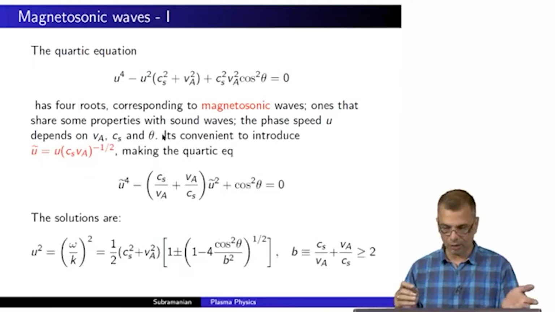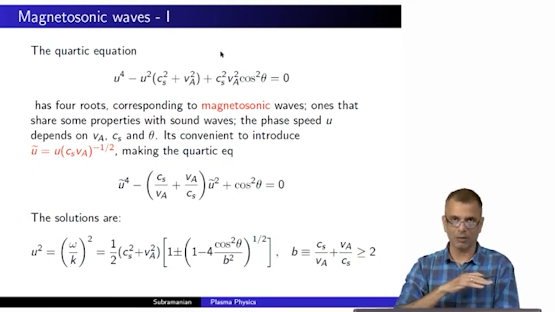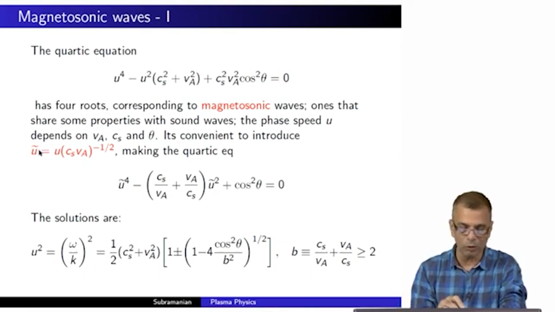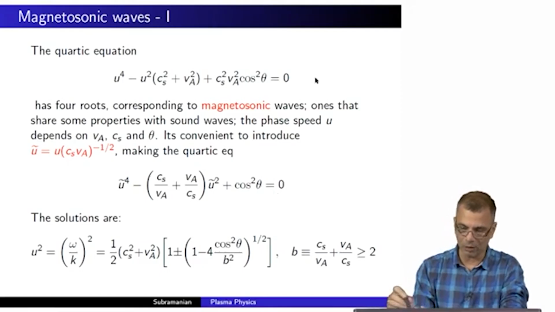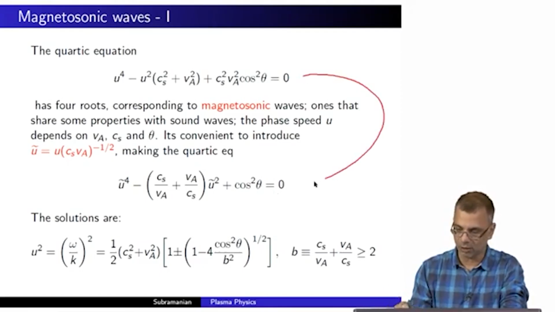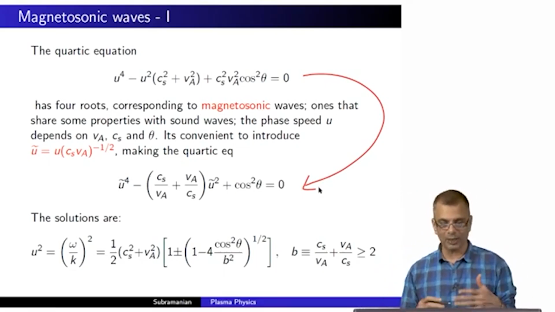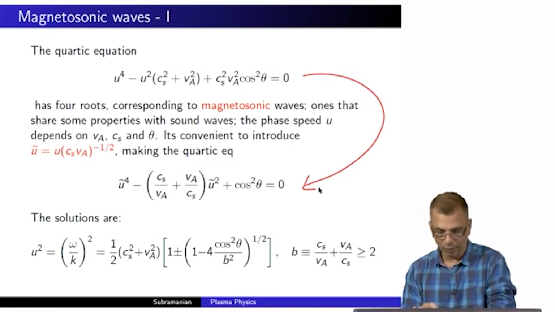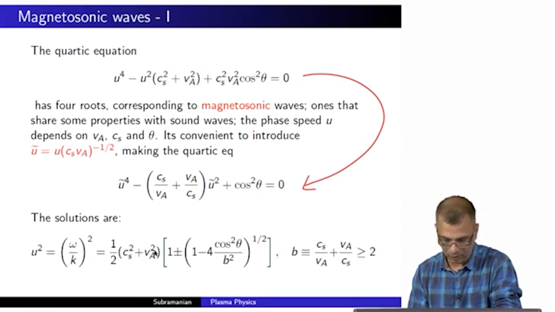So you can cast this in an even simpler form by invoking a new variable u tilde, which is u over the square root of cs times Va, and so this equation essentially turns into this equation now. It's just a little bit of algebraic manipulation to make things a little simpler. And now from this you can find out that the solutions to this quartic equation is this.